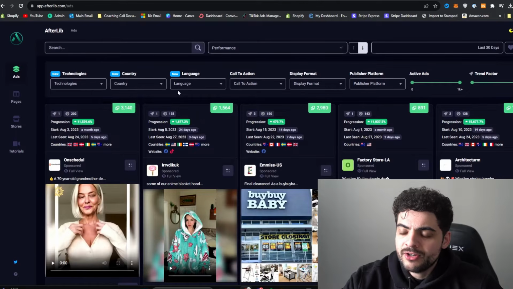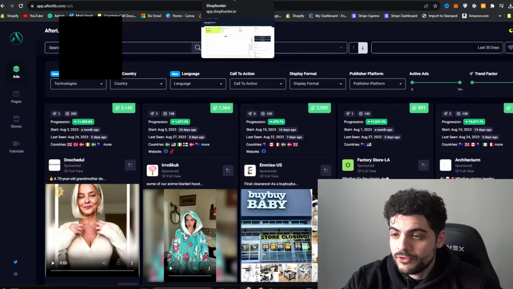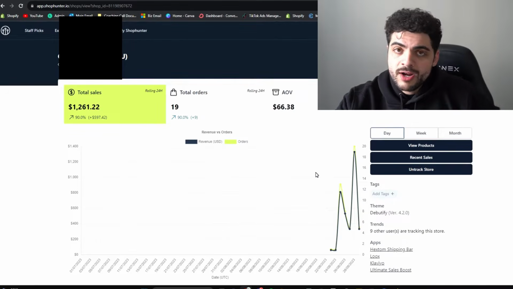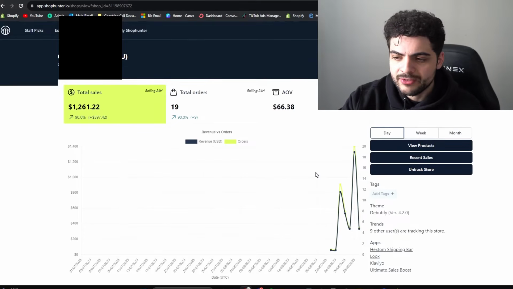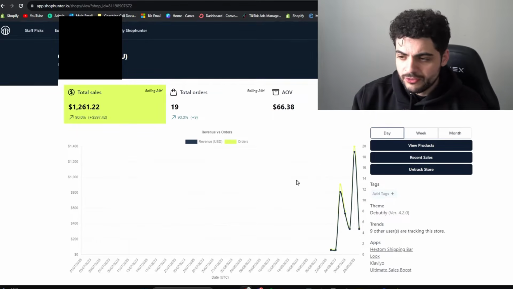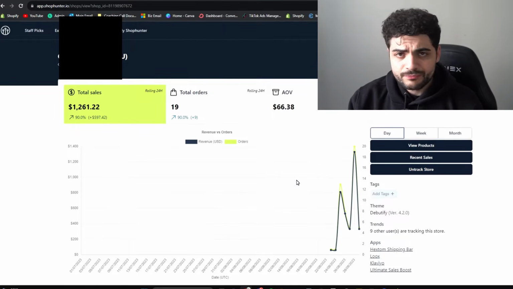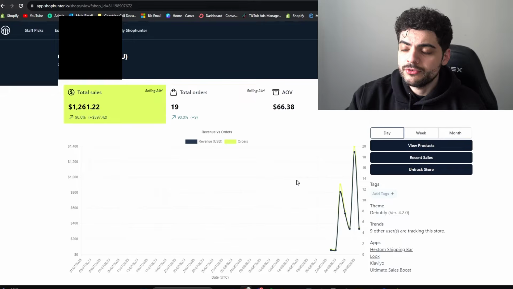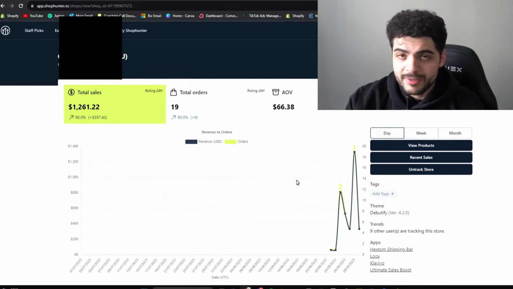This is a program I use to find the product, but to actually see the sales of the store, I use Shop Hunter, okay? And this is just a different graph. This isn't the exact graph of the product that I was looking to sell, but it basically shows sales data for particular stores. It's a really, really good tool. I've been using it for the past 3 to 4 months now. It's been one of the most helpful tools for me to find products that I can actually test and sell.